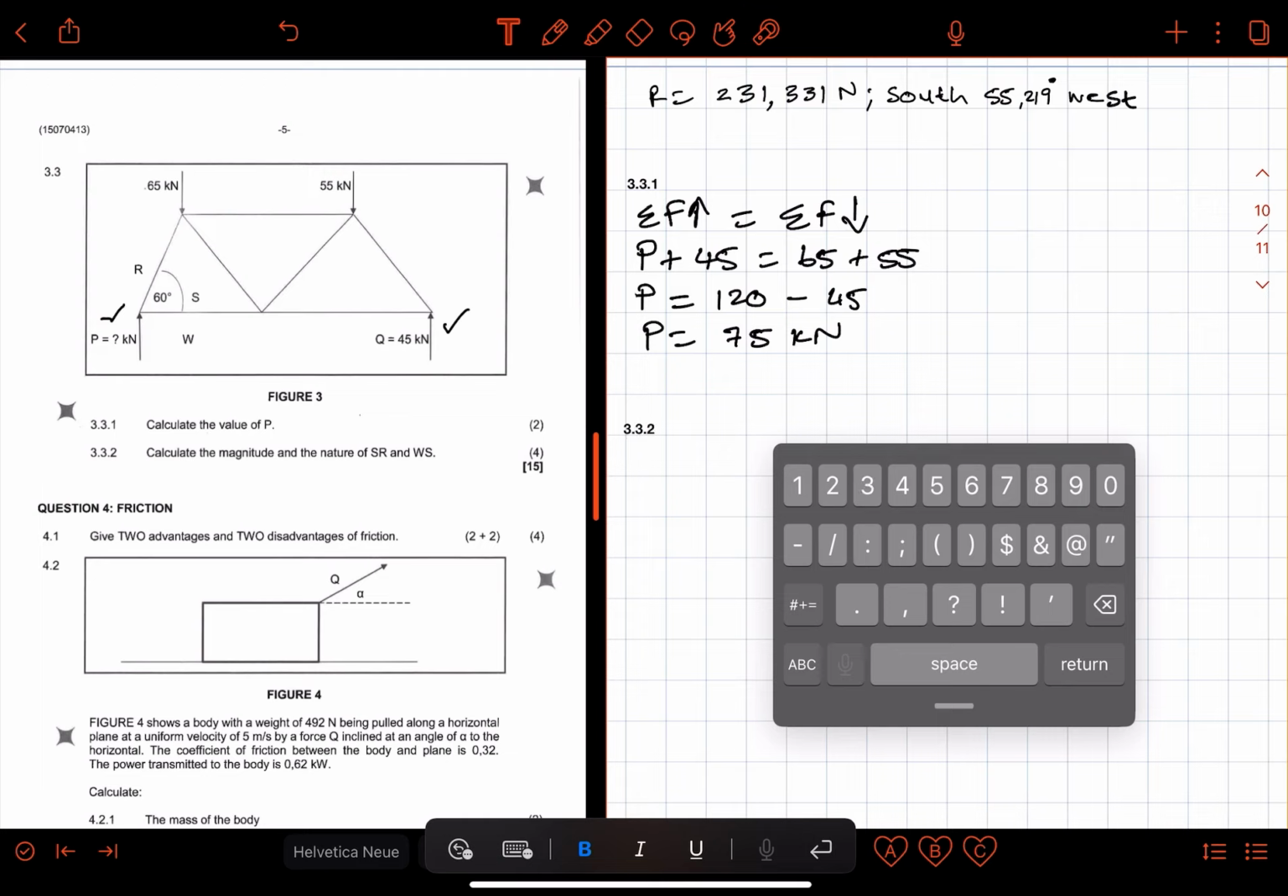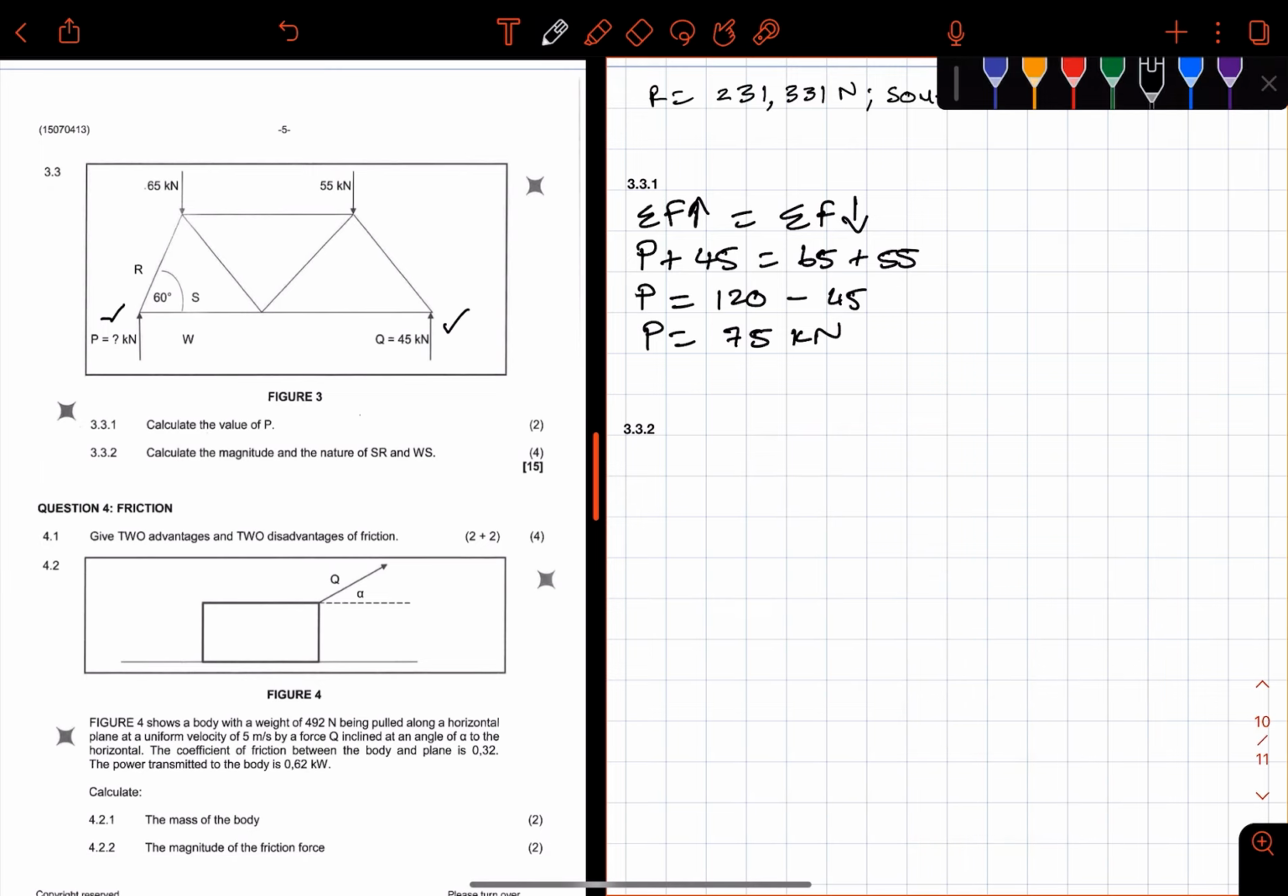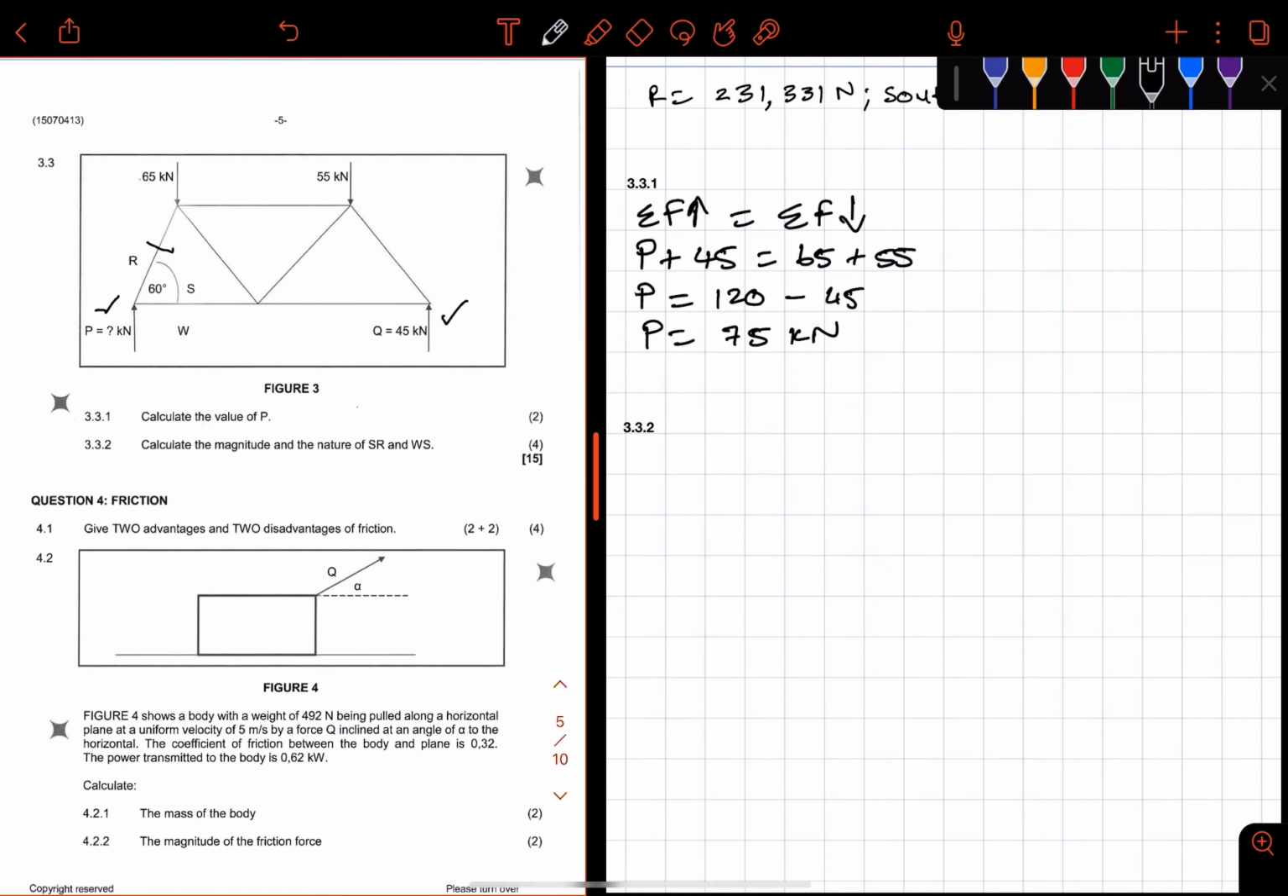Now we look at 3.3.2. We need to calculate the magnitude and the nature of SR and WS. So we are looking for RS, which is this member, and WS is this member, right? Now if you look here, we have 2 members, and you have a joint here. And on that joint, remember the whole roof truss is in equilibrium, right? So it is a standard assumption that each joint on the roof truss is also being kept in equilibrium by each of the forces and members acting on it, right?